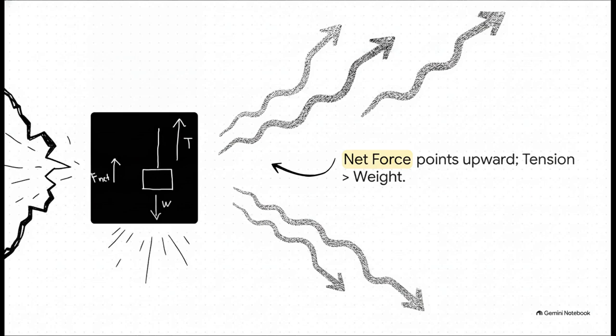To accelerate upward, the tension has to overcome the weight. In our equation, tension minus weight now equals mass times a positive acceleration. We have an upward net force, which means we've officially crossed over from statics into dynamics. The upward tension arrow would be drawn significantly longer than the downward weight arrow.